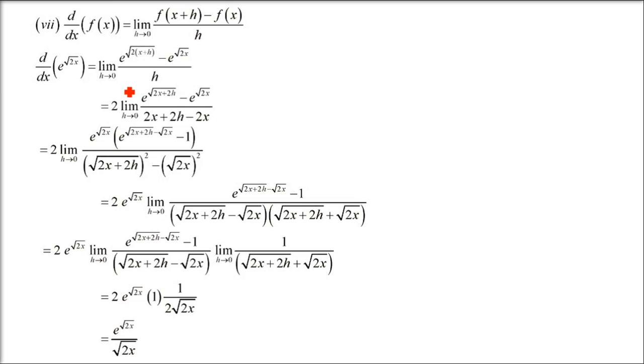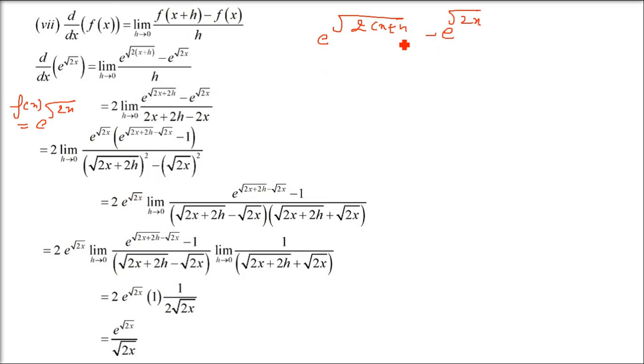Now 7th, e raised under root 2x. fx is given as e raised under root 2x. So we will apply the first principle: e raised under root 2x plus h, minus e raised under root 2x, by h, limit h tends to 0. You can assume that I have put in. Let us go with the first one.